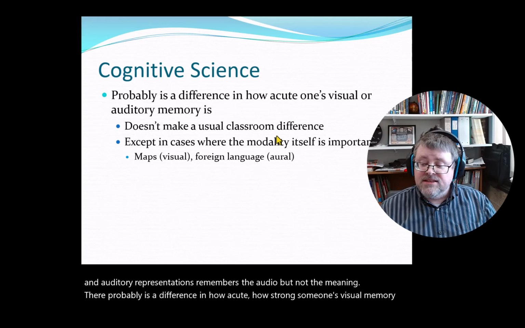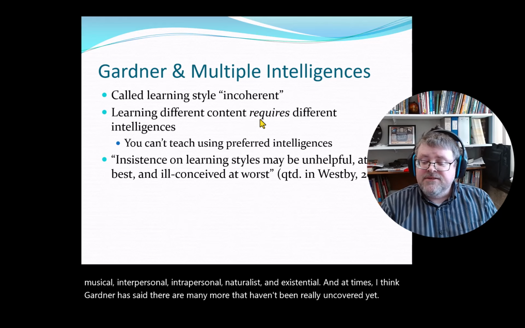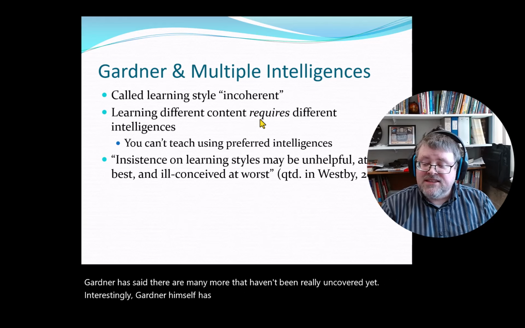And then there's the multiple intelligences of Gardner, which you've also, I'm sure, heard of before. We have linguistic, logical, mathematical, spatial, bodily, kinesthetic, musical, interpersonal, intrapersonal, naturalist, and existential. And at times, I think Gardner has said there are many more that haven't been really uncovered yet. Interestingly, Gardner himself has called learning style incoherent.